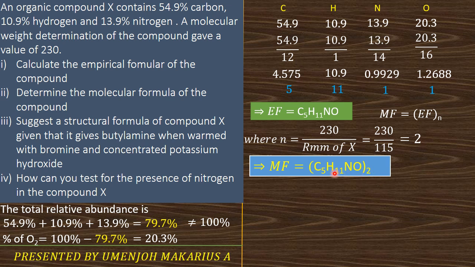You can multiply everything by 2 to have C10H22N2O2. It is up to you, but I think it's okay like this. It's perfectly okay like this, friends.